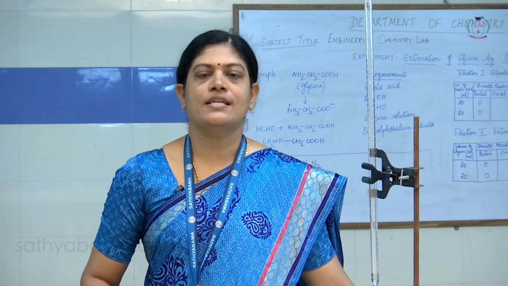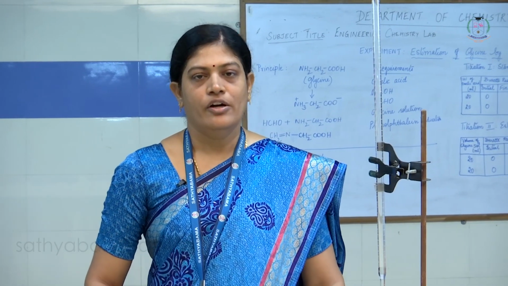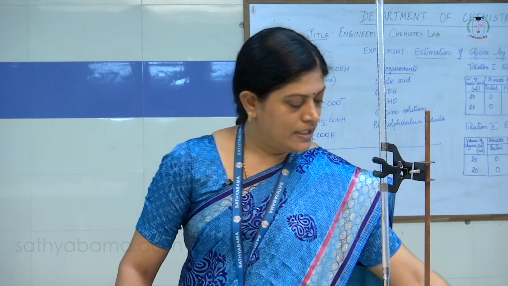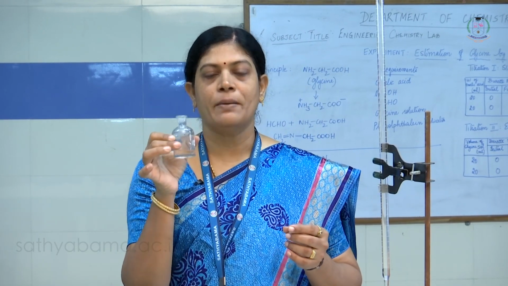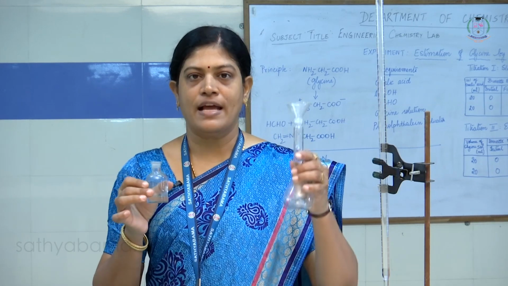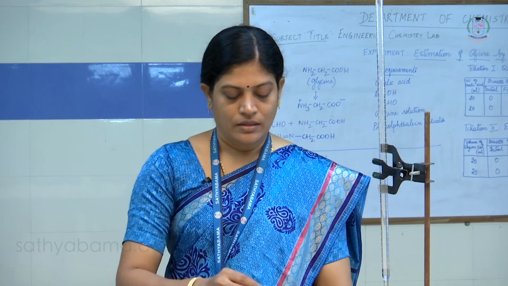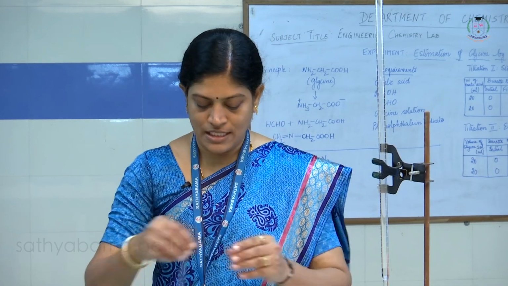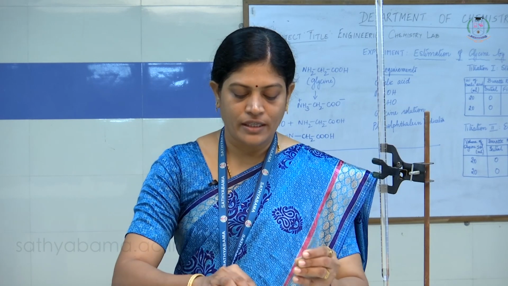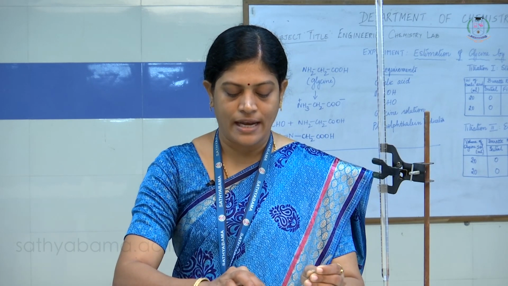Titration 2 is the estimation of glycine. The glycine solution given in a small bottle has to be first made up in a standard flask. For making up the solution, the glycine solution as such should be transferred completely into the standard flask.